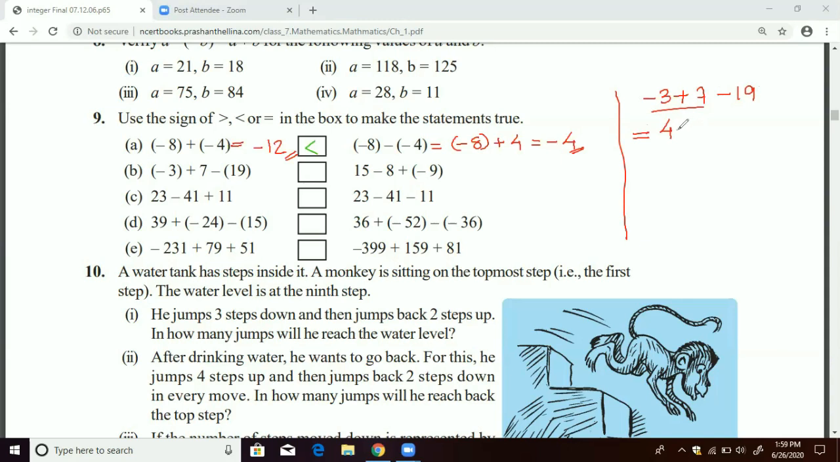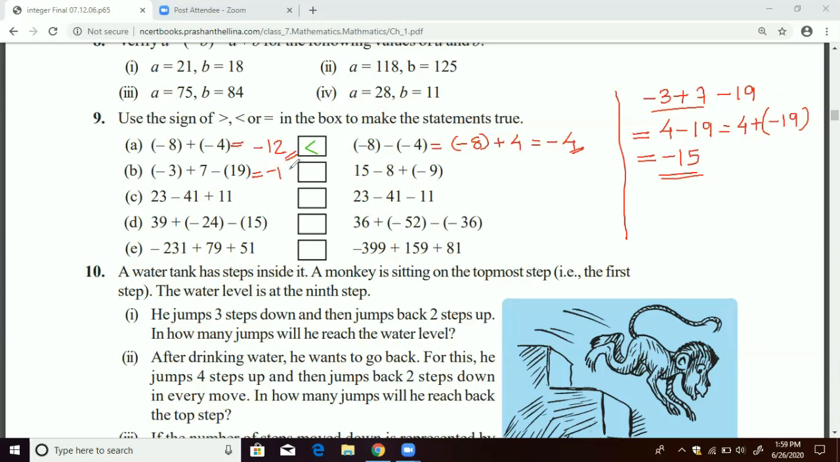The sign of 7. 4 minus 19. So in the next step, you can find the difference of this 4 and 19. You can rewrite this as 4 plus minus 19. So how are you adding? First you are finding the difference between these two numbers. The difference between 19 and 4 is 15, and the greater value is negative, so you will get a negative. Negative 15 is the answer of this part.